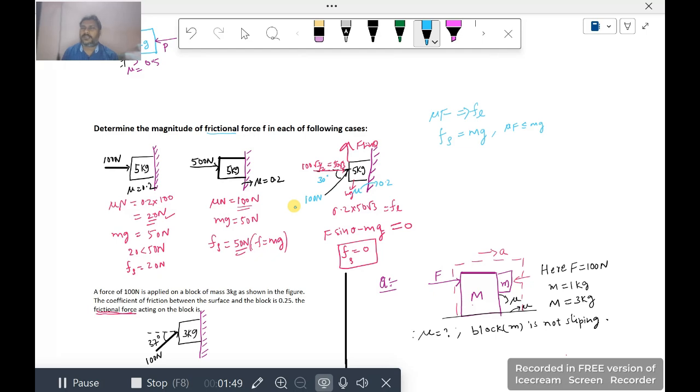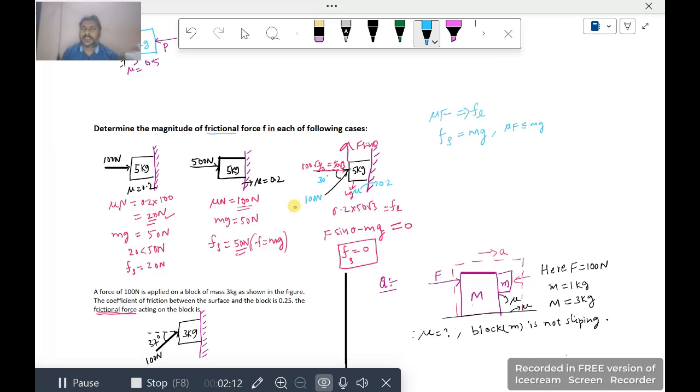So remember this point. Now coming to this example, here the force is 100 newtons and the coefficient of friction is 0.2. FL is equal to mu into 100, which is 20 newtons, and mg is equal to 50 newtons. So here mg is the greater value.